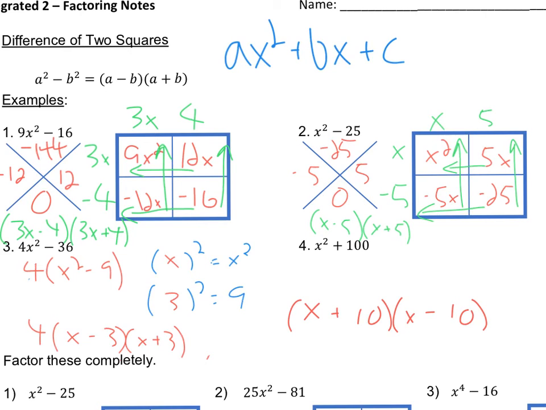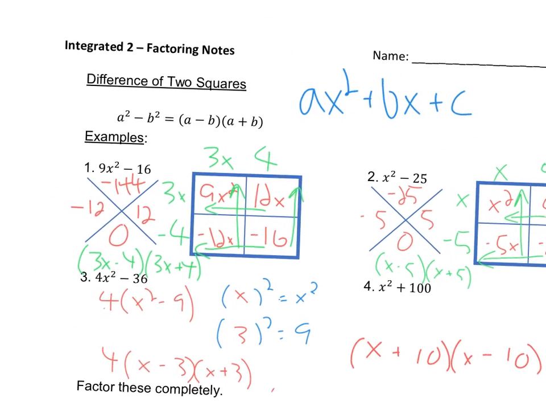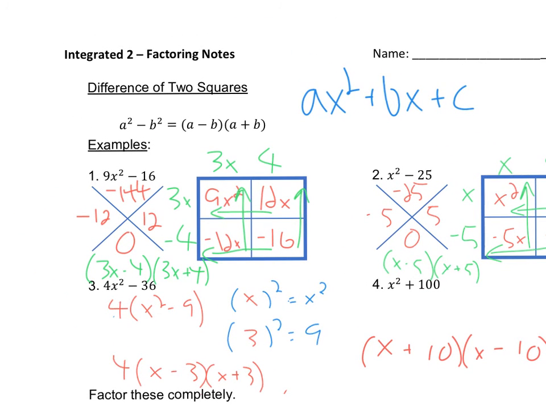And if we're going to multiply this out, what is 10 times negative 10? Negative 100. What do we have? We have a positive 100. So this is where we have to pay attention as we go back. The title of this is called the difference of two squares. So what does difference mean mathematically? We need a negative, so notice there it's positive.